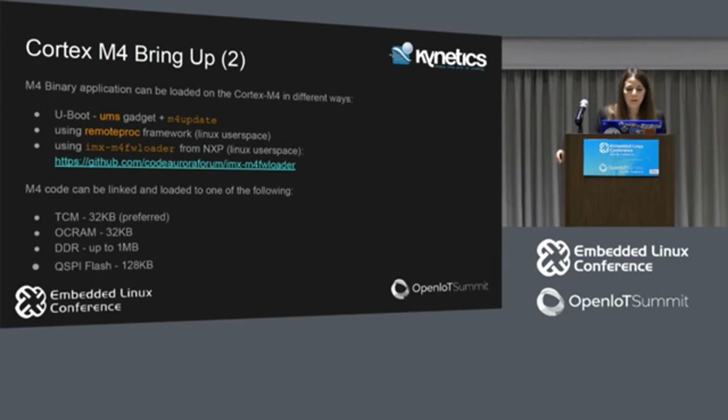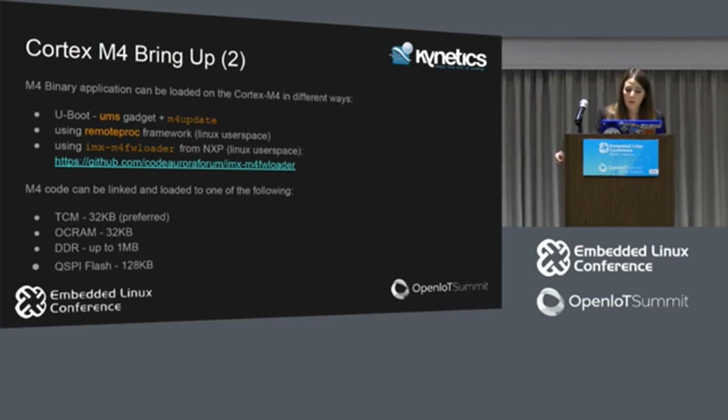Second step is to actually deploy the application on the Cortex-M4. You have a couple of choices. I usually prefer to do it from U-Boot. So I use the U-Boot mass storage gadget to mount the eMMC on my PC, and I just drag and drop my binary. And then I use the m4 update U-Boot command to actually deploy the application on the Cortex-M4.